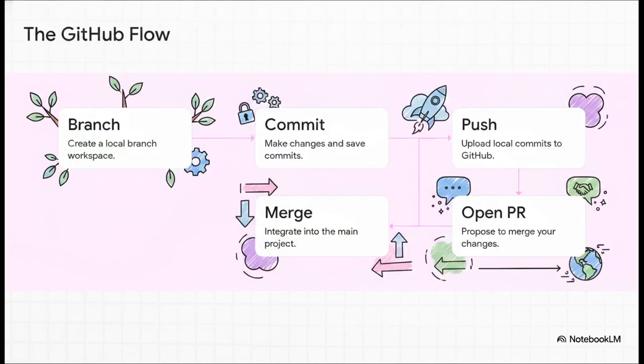This entire repeatable loop is famously known as the GitHub flow. It's the exact linear journey developers take to build software together online. You branch locally. You make your changes and commit them. You push those commits up to GitHub. You open that pull request, and once your teammates give you the green light, you hit merge. It seamlessly integrates your local code right into the main remote project.